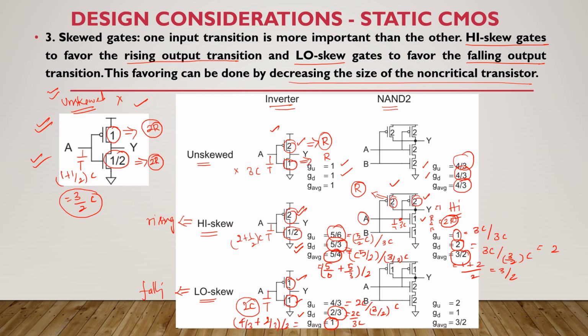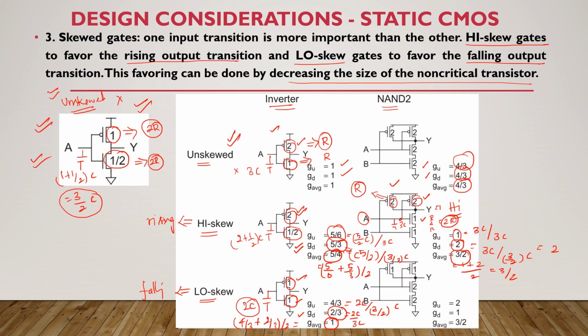So like this, we have to calculate the logical effort for any gates. Okay, so we have to remember two unskewed inverters, this one as well as this one. These two unskewed inverters we have to use for all the gates, right?